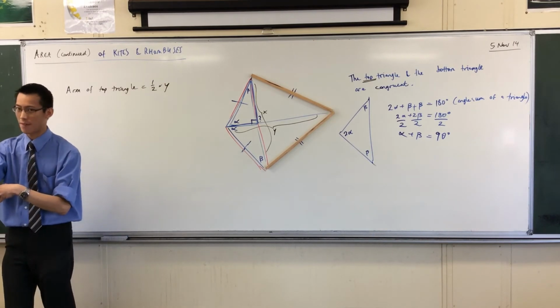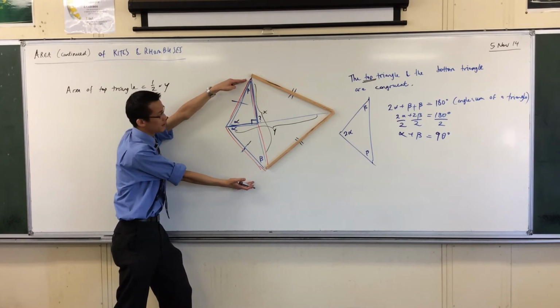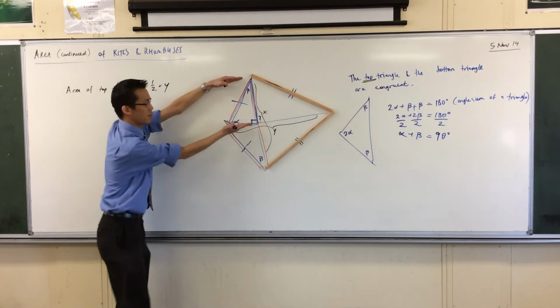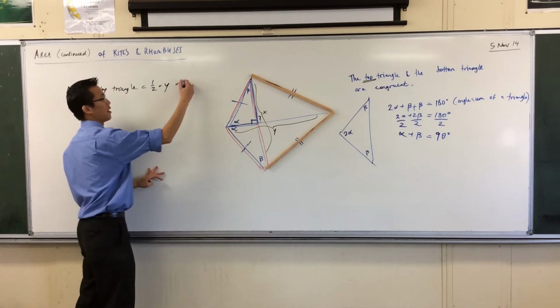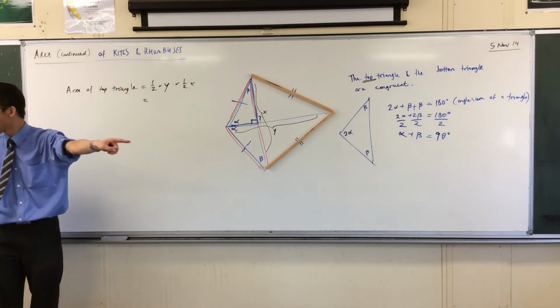Half base. What's the height? Hold on, be careful here. Half x. Yeah, all the way from here to here is x, right? But we just went to the point of saying the top and the bottom triangle are the same. So this should be the same as this, so that should just be half x. Okay, right. So let's put this all together.